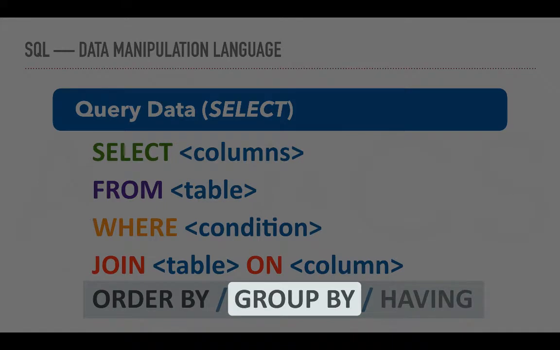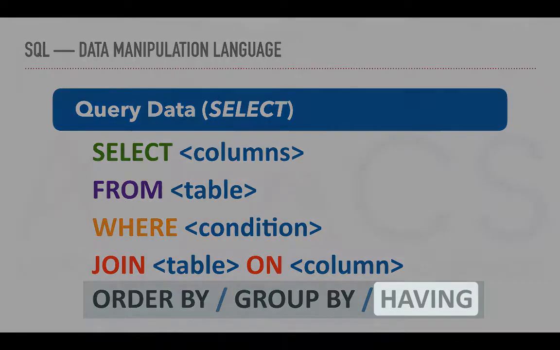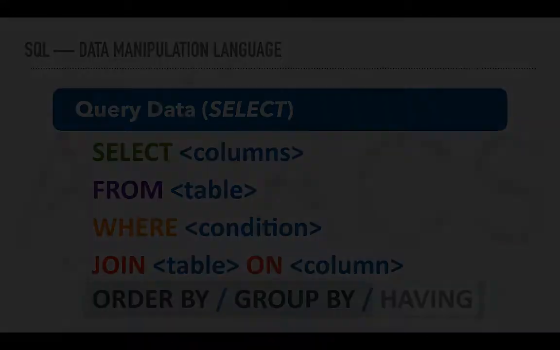The group by clause is used to agglomerate the results by category. For example, we could group our students by program. Finally, historically, the where clause could not be used with aggregate functions, which we'll see later. The having clause was added to SQL to fill this requirement.